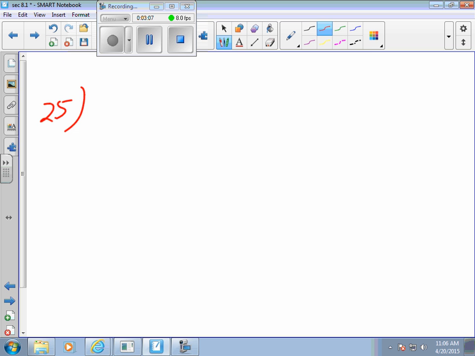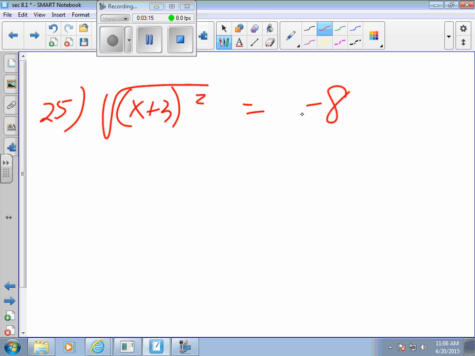25. x plus 3 squared equals negative 8. Square root, x plus 3 equals plus or minus.